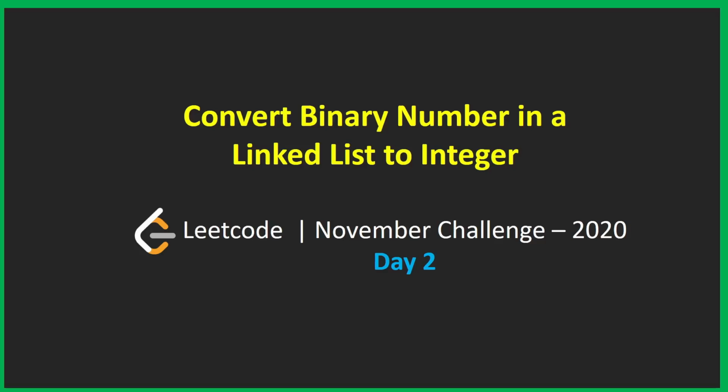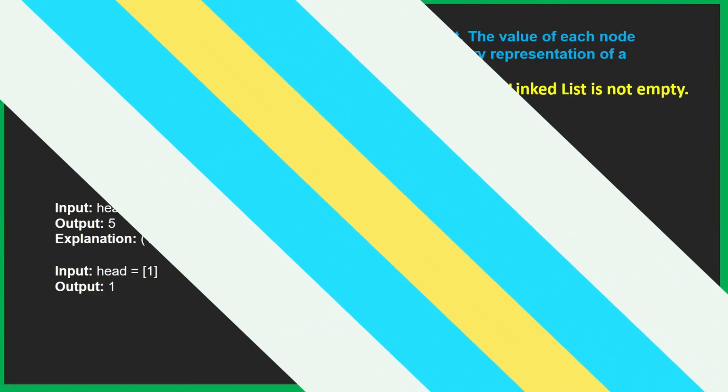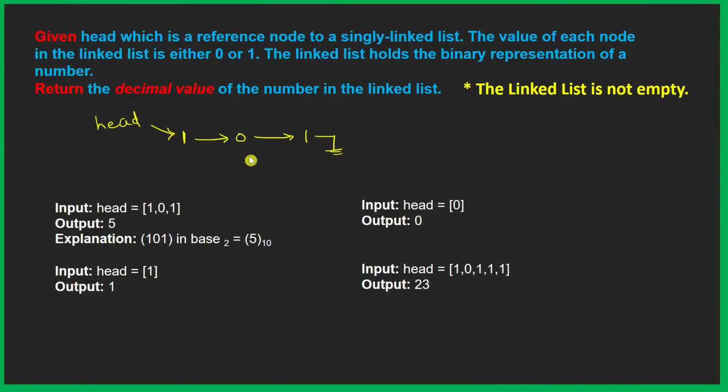Today we will discuss how to convert a binary number which is stored in a linked list to its integer representation. So let's see what the question is. The question says that we are given a linked list consisting of only ones and zeros, and this linked list is actually a binary representation of a number. So we have to find the decimal value, or the integer representation, of that binary number which is represented by this linked list.